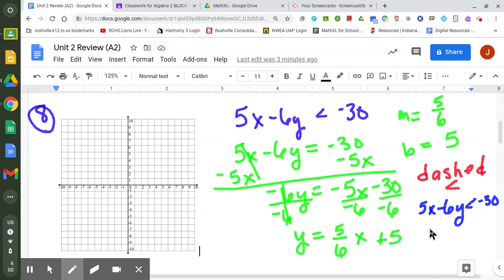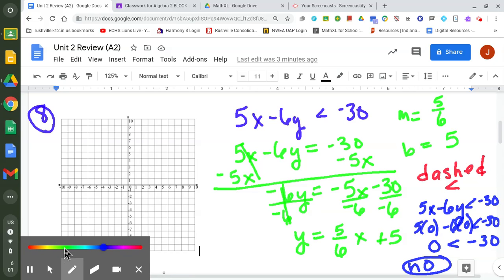And I'm going to put a 0 in for that x, a 0 in for that y. And so what I have is 0 is less than negative 30. Well, 0 is not less than a negative number, so that answer is no. So that tells me that when I shade, I'm going to shade away from that (0, 0), which was my test point. So let's get this graphed.